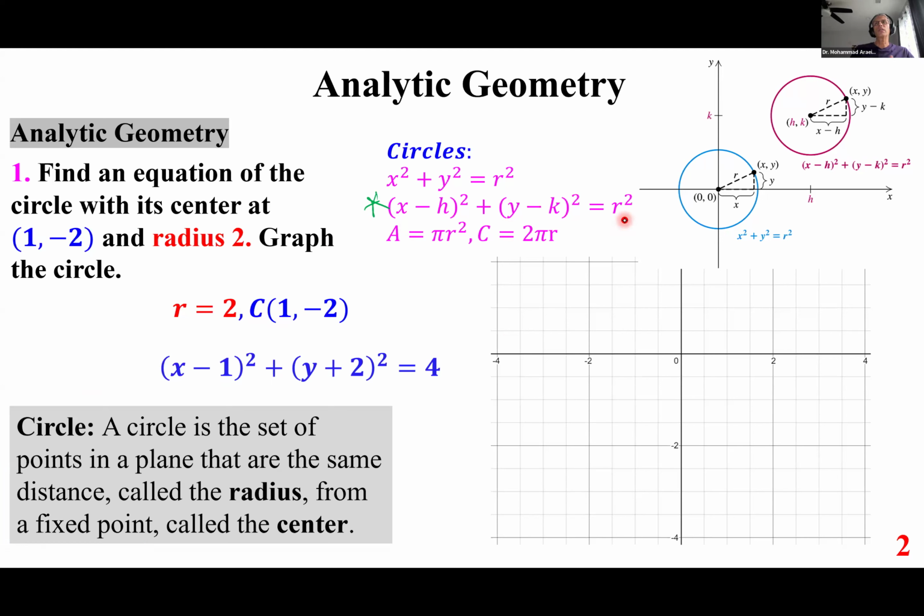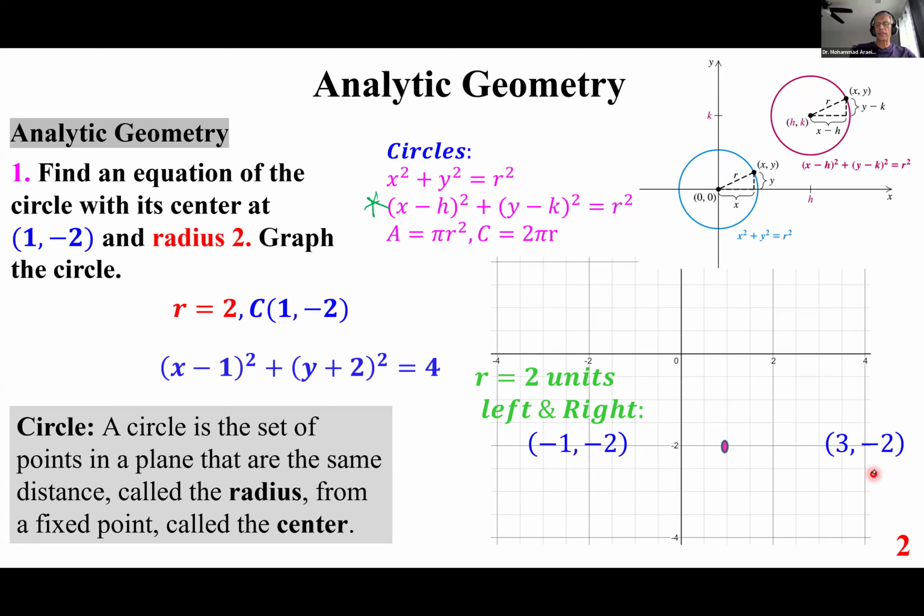To graph a circle, one easy way is, of course, to come up with the center: 1 to the right, 2 down. And then from the center, you go r units, which happens to be 2, to the left and right, and r units up and down. If you want to go 2 units to the left, 1 minus 2 becomes -1, so (-1, -2). And to the right, 1 plus 2 is 3. So those are the 2 points.